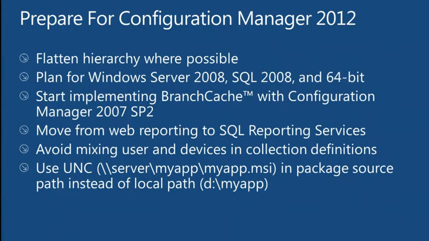The last two are migration specific. Avoid mixing user and device rules in a single collection. We can't migrate those. It's supported in 2007, but not in 2012. And then lastly, make sure all your package source paths are UNC. Don't have a package source path that says C:\apps\marks apps. Because when you migrate that package over, that source path is going to stay the same. So from 2007 to now in 2012, remember new hardware, side by side, it's still going to say C:\apps\marks apps. But that's not going to be a valid path on your new hardware. So use UNC so the path is still going to be valid once you migrate over.